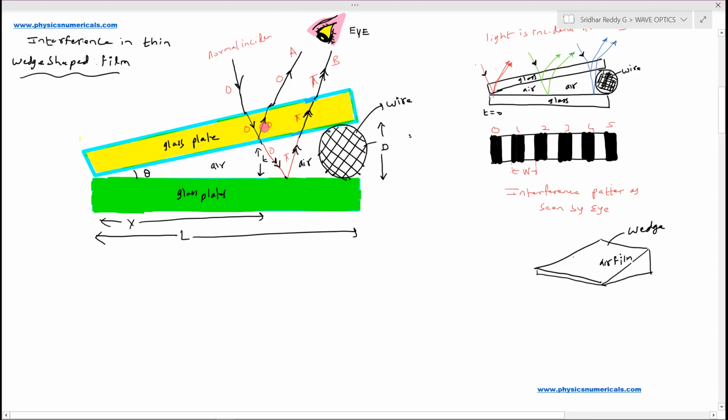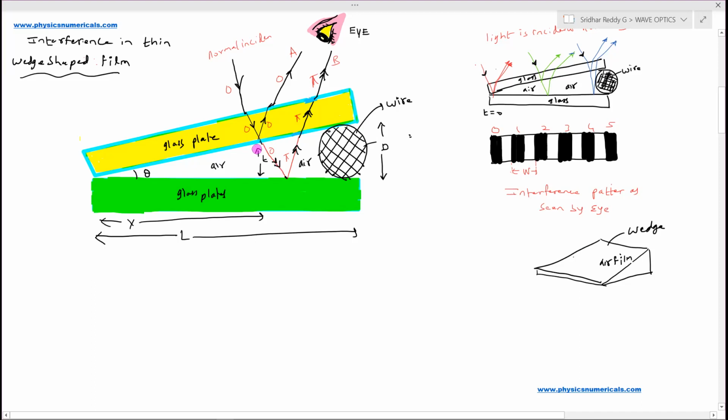Now let's see. For normal incidence of light of wavelength lambda, let the phase of that be 0. It will be incident normally and go there. A part of the ray will be incident again, and here it will encounter a glass and air interface. A part of the ray will be reflected, and a part will be transmitted.